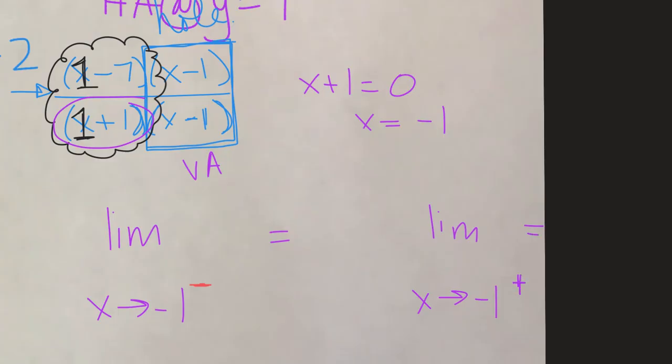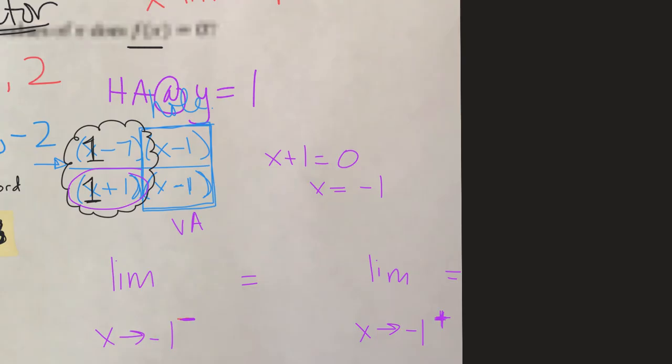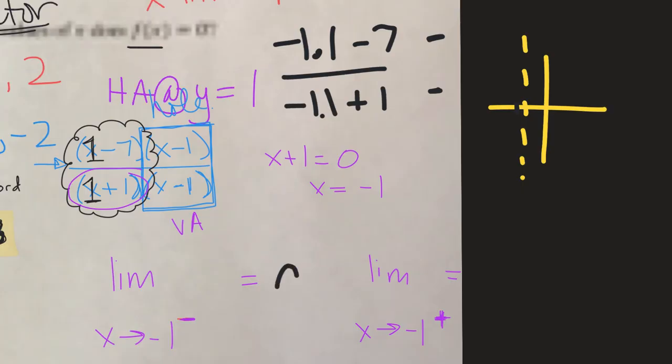Okay, this is where you have your left side limit and right side limit, only for a vertical asymptote. Because we need to know, is our graph going up or is our graph going down? So there's x equals negative 1, there's your vertical asymptote. So we plug in a number a little bit to the left. So plug in negative 1.1 into our function. So we have a negative number on top and a negative number on bottom, which means our limit goes up to infinity because we have a positive value.